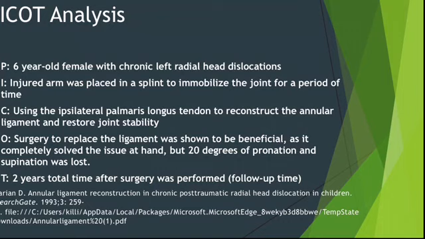My PCOT analysis included a 6-year-old female with chronic radial head dislocations in her left arm. The injured arm was originally placed in a sling to immobilize the joint, and after the sling was unsuccessful, surgery was performed to use the ipsilateral palmaris longus tendon to reconstruct the annular ligament. The surgery was successful, and a follow-up 2 years after the surgery showed that the ligament had held the radial head in place, as no dislocations occurred between the time of surgery and the follow-up appointment.